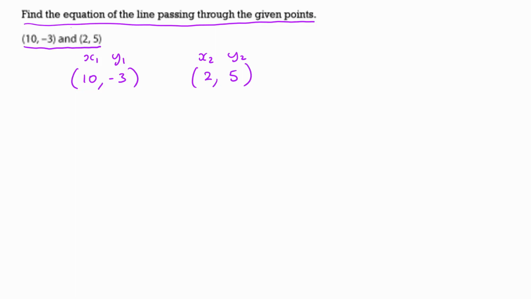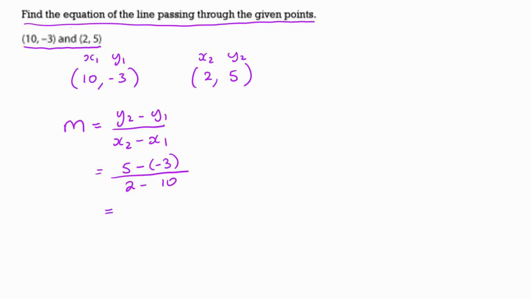Then one thing we need is the gradient. The gradient we know is y2 minus y1 over x2 minus x1. So that's going to be 5 take away -3 over 2 take away 10. So that is 8 over -8, which is -1.